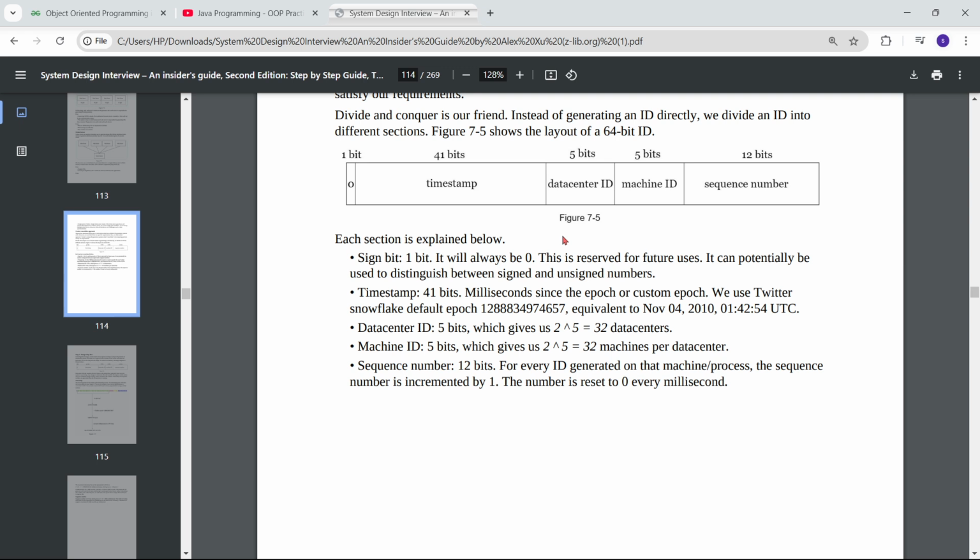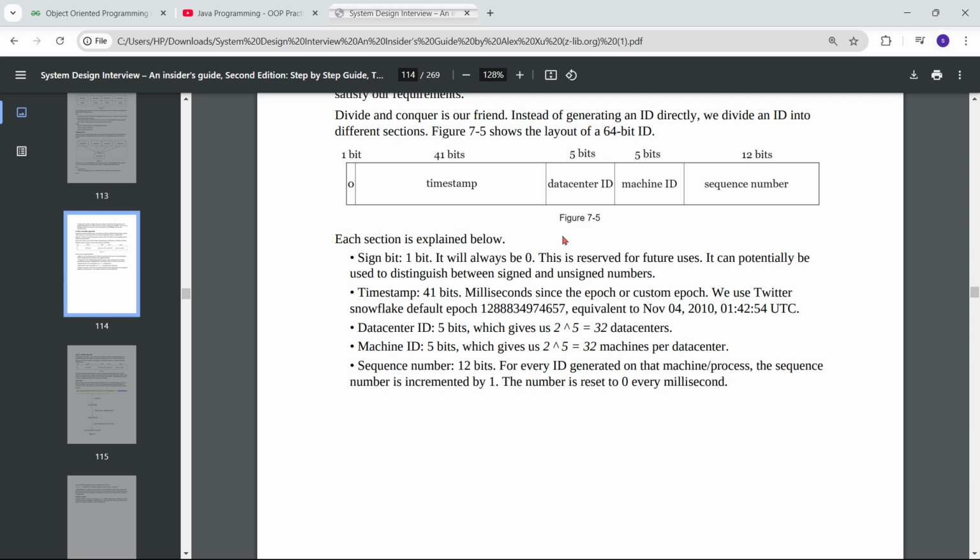We use Twitter Snowflake default epoch on 1288834974657, equivalent to November 4, 2010, time is 01:42:54 universal time.